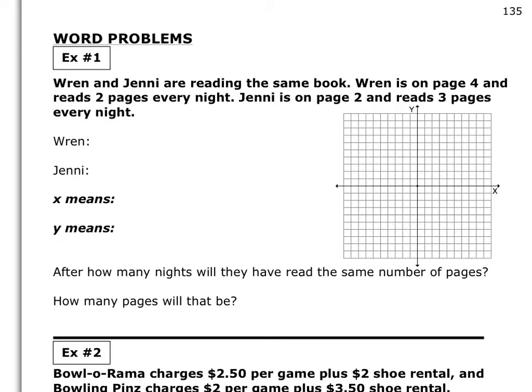The first one says Ren and Jenny are reading the same book. Ren is on page 4 and reads 2 pages every night. Jenny is on page 2 and reads 3 pages every night. Okay, so we want to go ahead and write an equation for both Ren and Jenny.